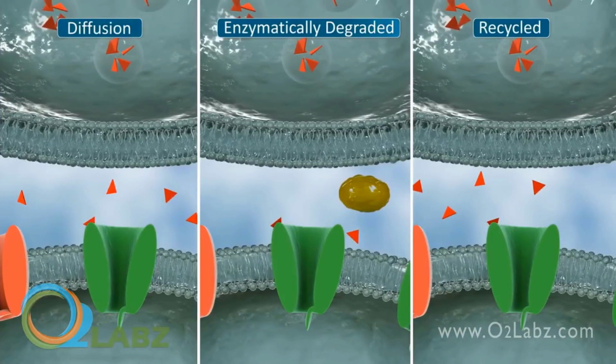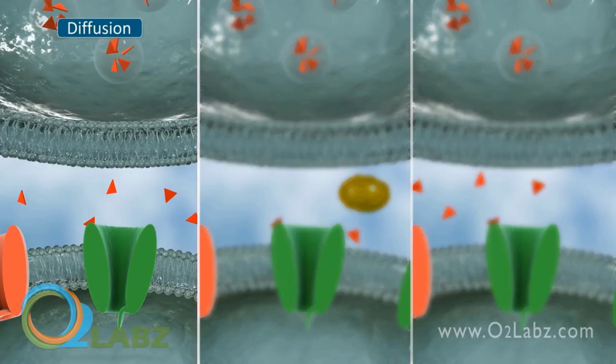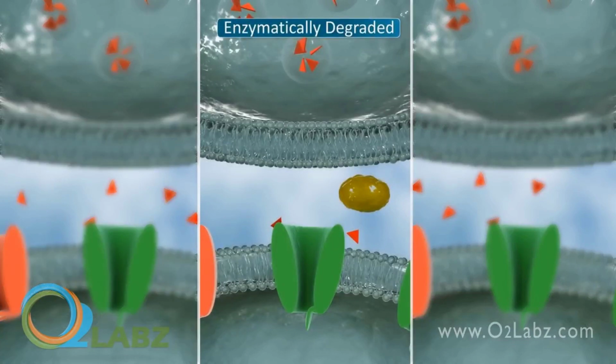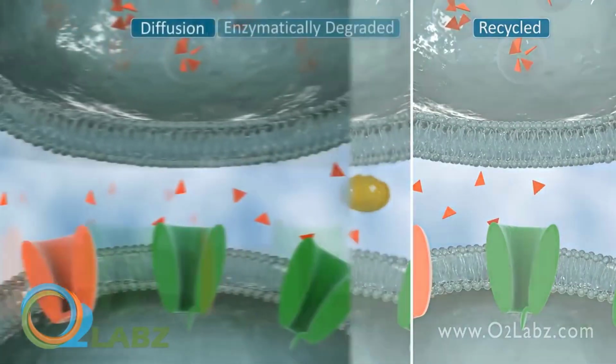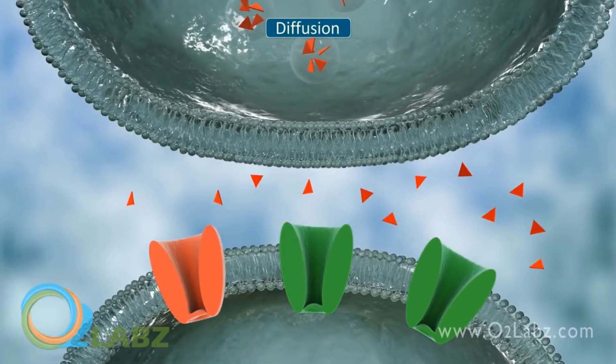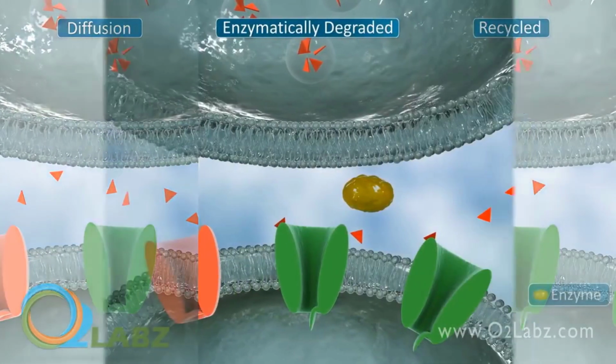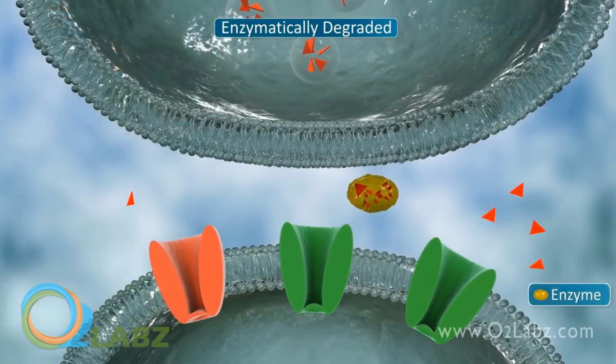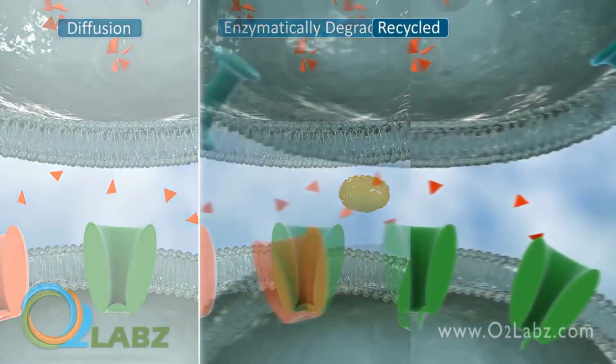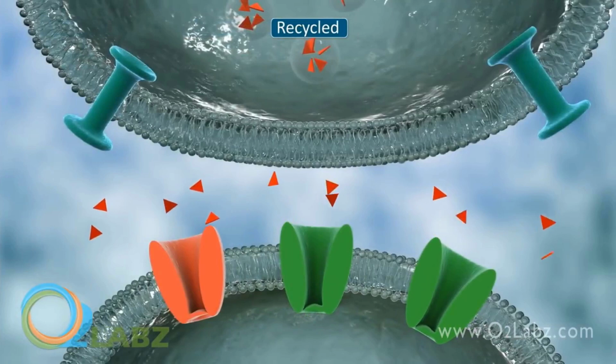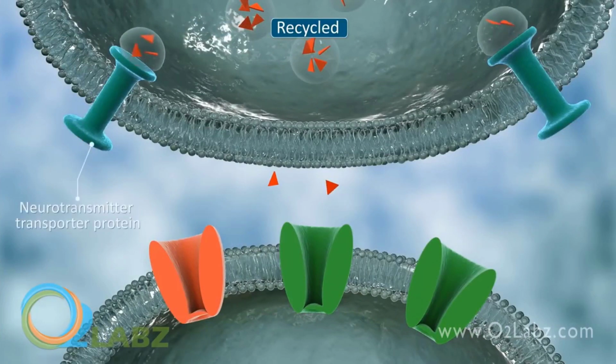Neurotransmitters influence the postsynaptic membrane electrical state for only a short time and are removed from the synaptic cleft in one of three ways: diffusion away from the receptors, enzymatically degraded, or recycled by the presynaptic cell. Some of the neurotransmitter molecules diffuse out of reach of the neurotransmitter receptors. Some neurotransmitter molecules are removed by enzymatic degradation. Some neurotransmitter molecules are transported back into the presynaptic cell by neurotransmitter transporter proteins, where they are recycled.